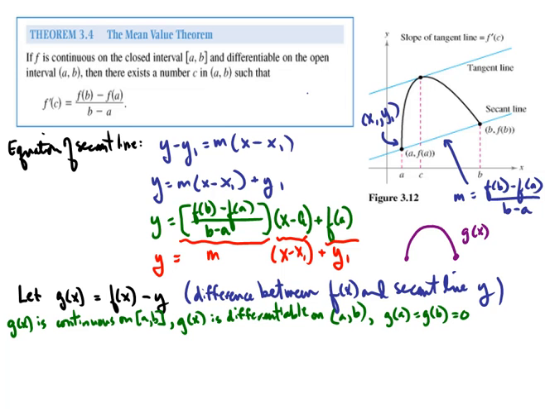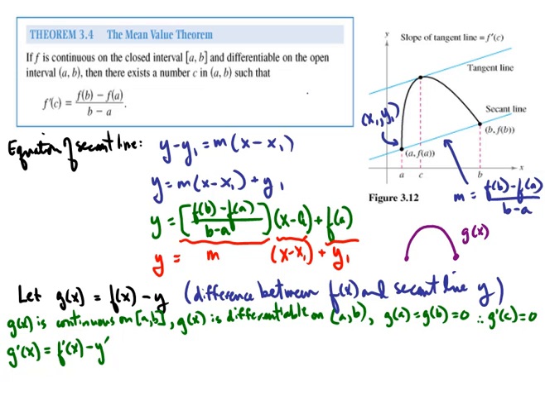So now we have a new function that satisfies the conditions of Rolle's theorem, so we can state that g prime of c has to equal 0 for some value c on that open interval from a to b. Now what do we do with that? Well, we're going to go back to our definition of g of x, which is f of x minus y, and we're going to take the derivative of g of x. And maybe that can be easiest stated as f prime of x minus y prime.